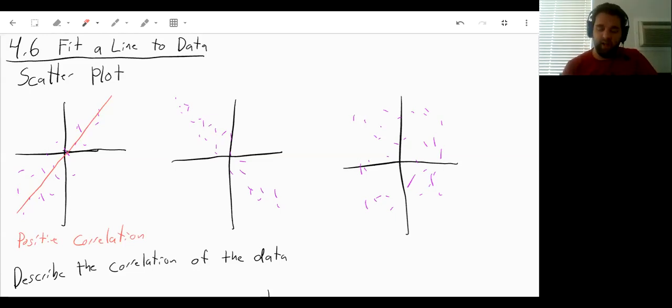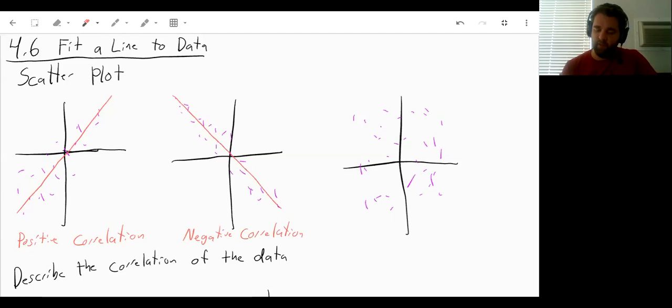The middle graph has a negative correlation because it's going down as you read it from left to right. In other words, as your x increases, your y decreases. So they go in opposite directions. Negative correlation.